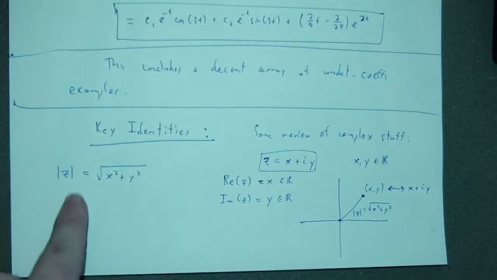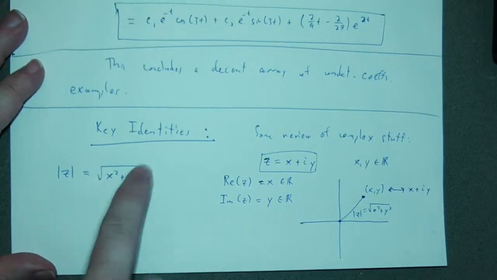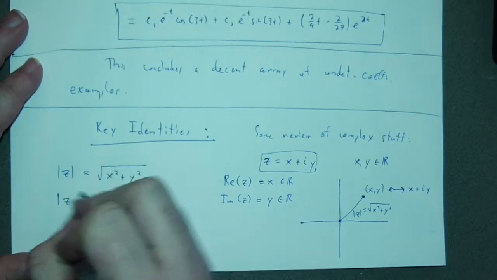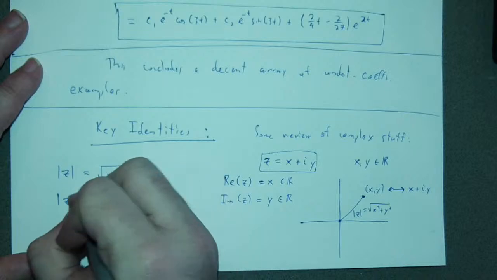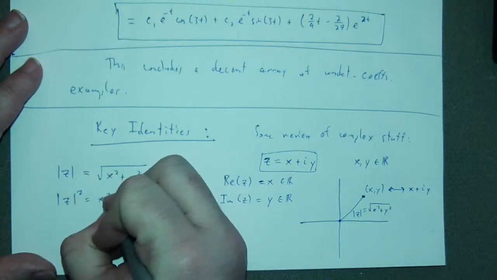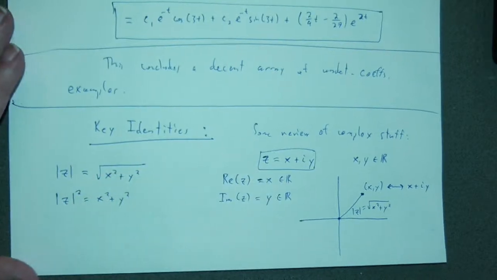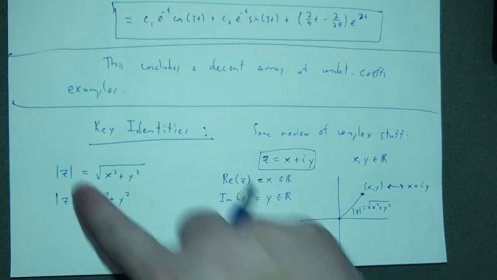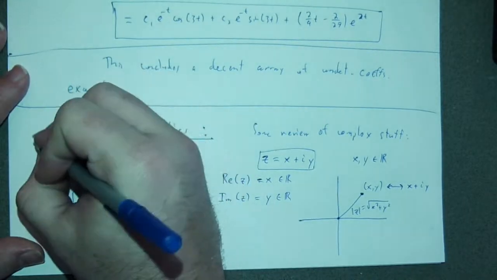This is just the distance from the point, or the complex number thought of as a point in the plane, to the origin. Now, sometimes this radical is nasty to deal with, so sometimes you won't deal with this exactly, you'll deal with its square. If I square both sides, this is what I get. So this is called the modulus of a complex number.